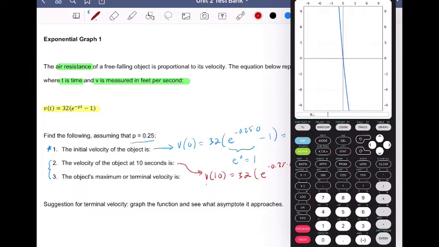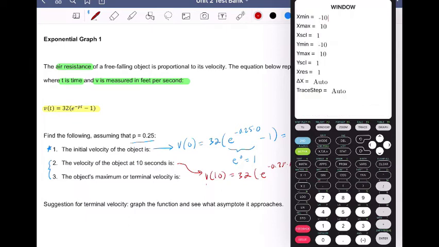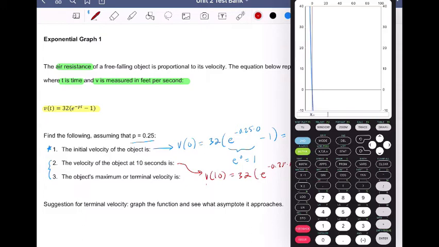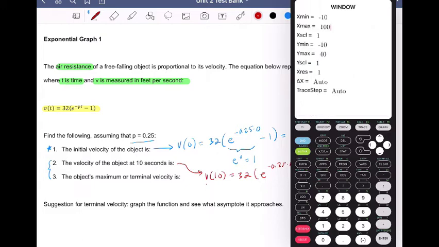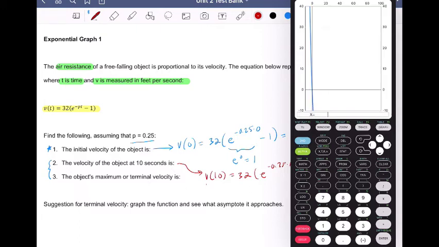If you look at the graph of this, you can change the window. The y max only needs to be like 40 because we're approaching 32. The x max should be what we want to extend here. Let's go to 100. Does that look good? Not at all. What did I do? Let's see. X min is negative 10. X max is 100. We're going by a scale of 1. Okay, should look better than that.